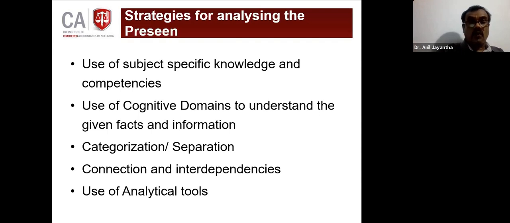Then the use of cognitive domains to understand the given facts and information. So this is where the cognitive domains are important and relevant. So refer back to the cognitive domains I explained earlier. Then if I just summarize, among these cognitive domains, two things matter. One is, mainly when you develop and produce an answer, your logical reasoning and flow of argument really matters. So that's number one. And how best you effectively communicate your idea.